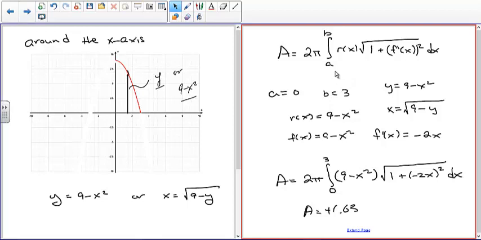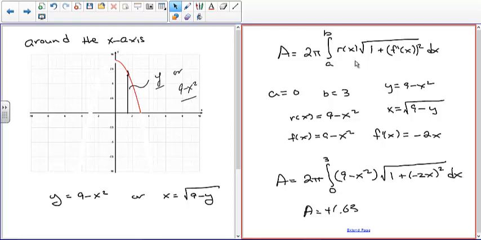The formula, there's two ways of looking at it. You can do it with respect to x or with respect to y, irrespective of what variable you choose. So when we're rotating around the x-axis, the radius, the distance from the x-axis to the curve, is either equal to y or it's equal to 9 minus x squared, because the curve is y equals 9 minus x squared. So they're equivalent to each other. It just depends which variable you're integrating with respect to.